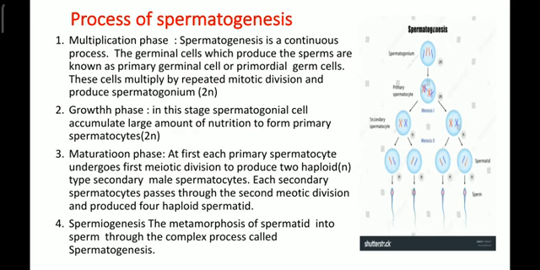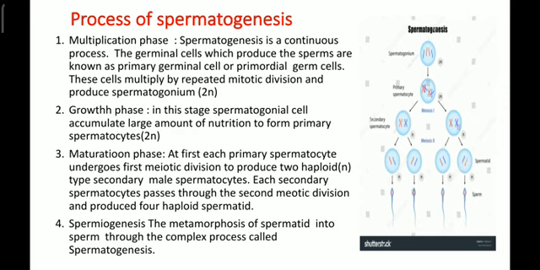And after completion of the primary spermatocyte, meiotic cell division will start. The primary spermatocyte undergoes the first meiotic cell division to form 2 secondary spermatocytes, which contain the haploid number of chromosomes.